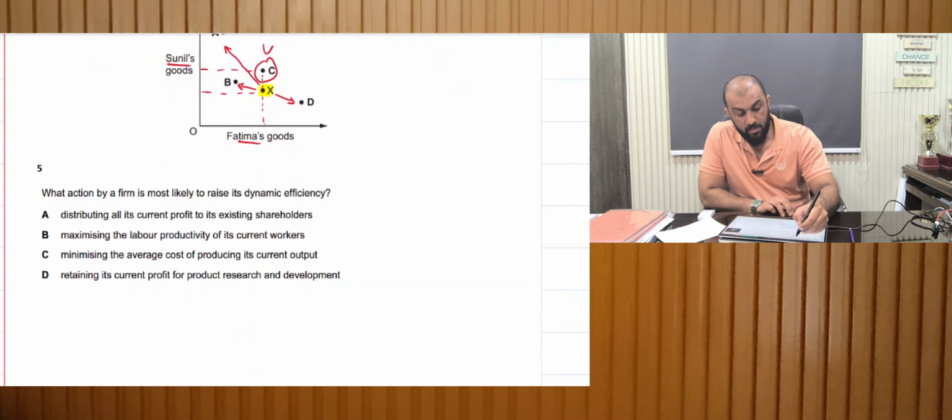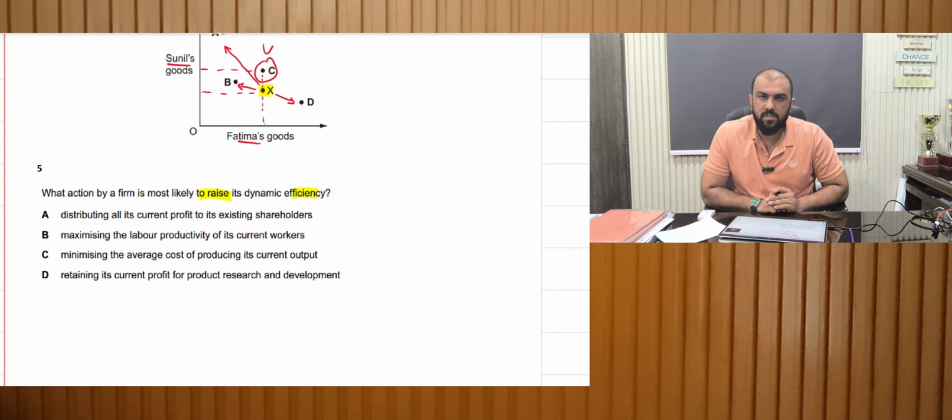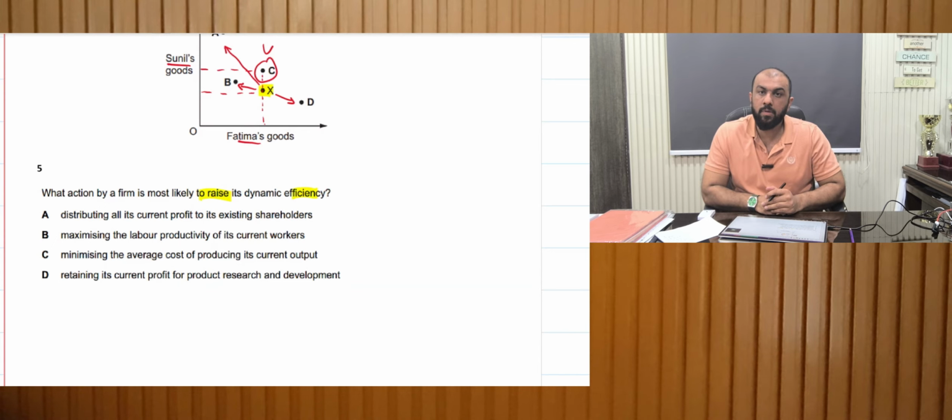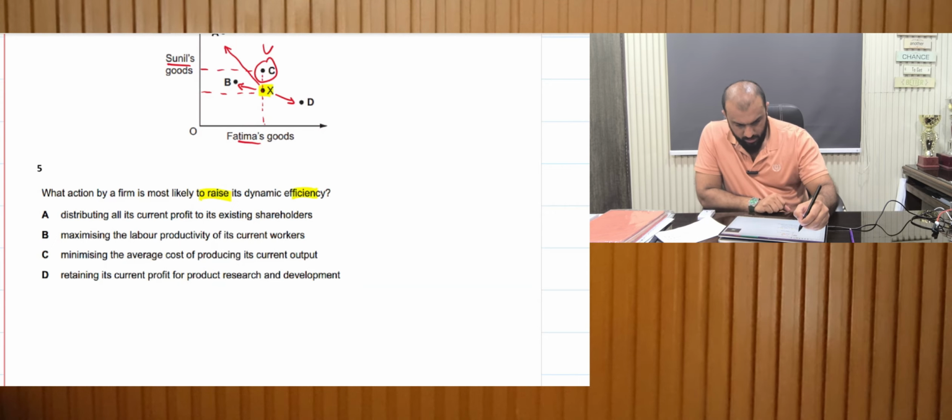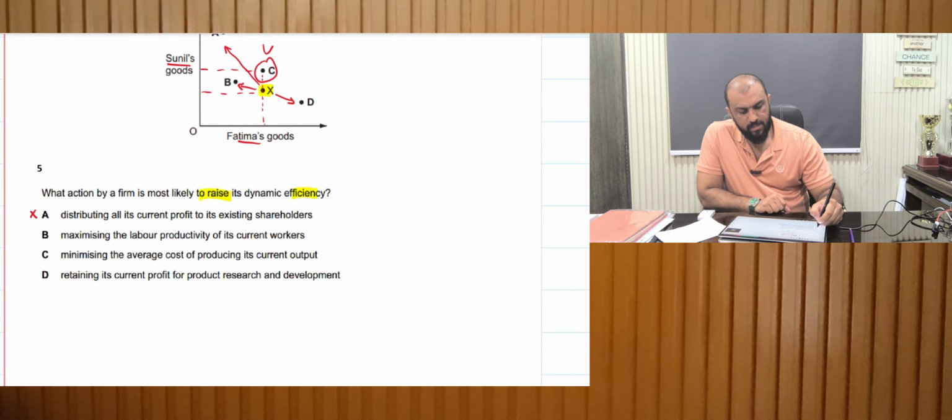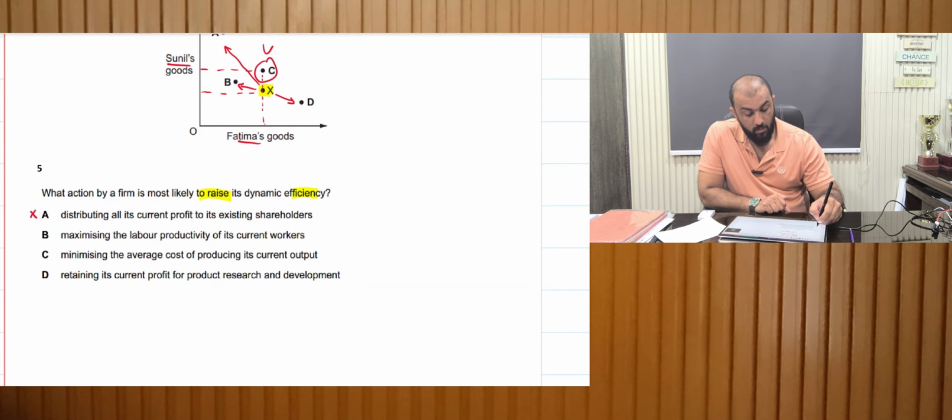What action by a firm is most likely to raise its dynamic efficiency? Now, dynamic efficiency means improvement in technology, investing in research and development to improve the production so that the average total cost decreases, right? Distributing all its profits to existing shareholders? No. Maximizing the labor productivity of its current workers? Well, let's look at the other options. Minimizing the average cost of producing its current output. Well, this can be the answer.